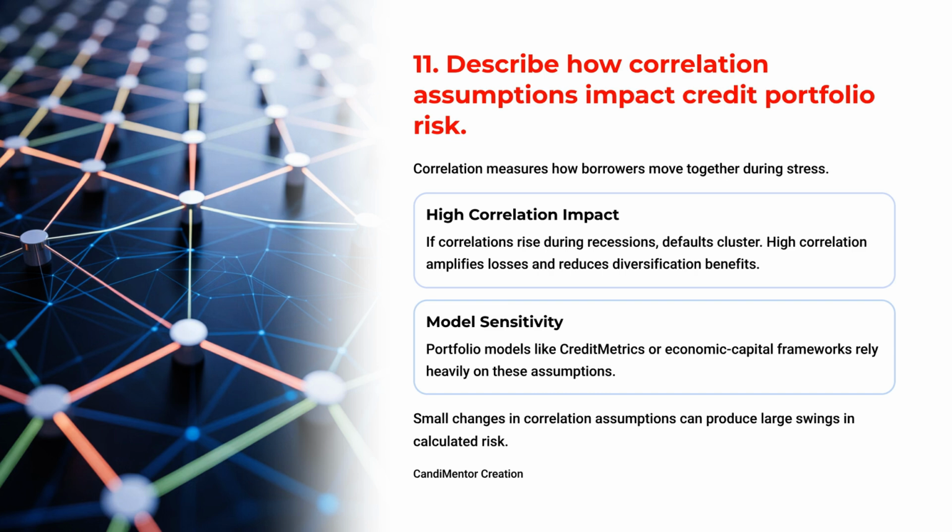Describe how correlation assumptions impact credit portfolio risk. Correlation measures how borrowers move together during stress. If correlations rise, for example during recessions, defaults cluster. Correlation amplifies losses and reduces diversification benefits. Portfolio models like credit metrics or economic capital frameworks rely heavily on these assumptions. Small changes can produce large swings in calculated risk.